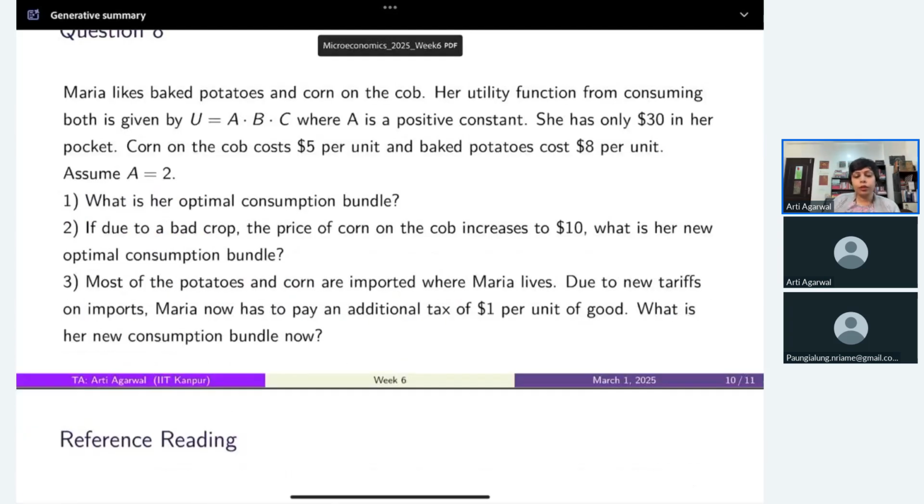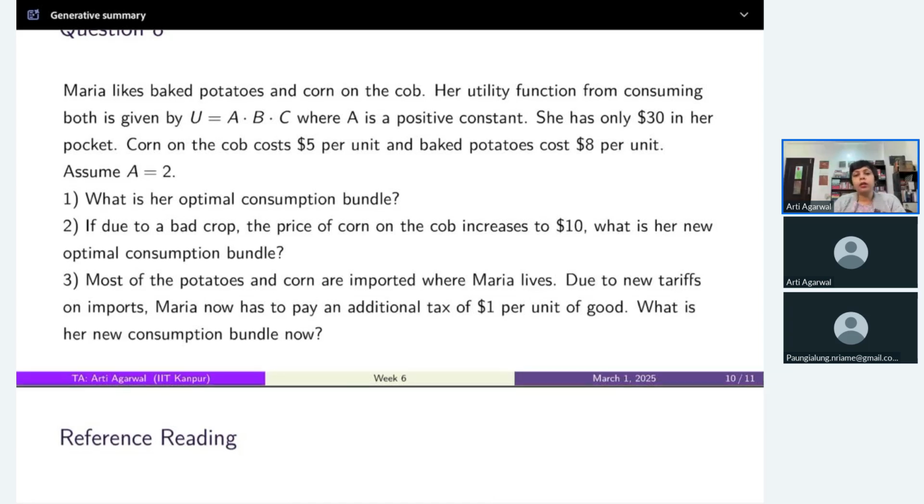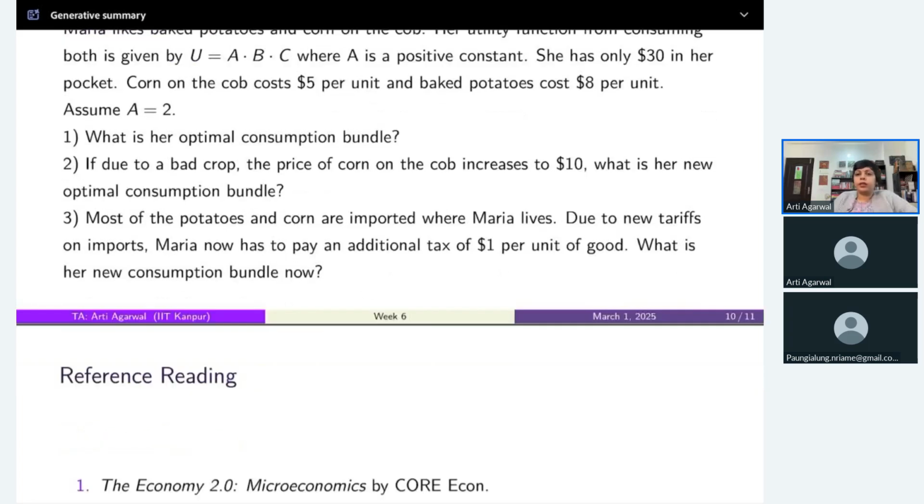So this is if due to a bad crop, the price of, okay, this we have done. Next part is, now most of the potatoes and corn are imported where Maria lives, right? Now due to new tariffs on imports, Maria now has to pay an additional tax of $1 per unit of good. And now what is her new consumption bundle? So for this additional tax of $1, we can refer to the original case, not the revised prices of $10 or whatever. The $5 and $8, we use that and we add an additional tariff.